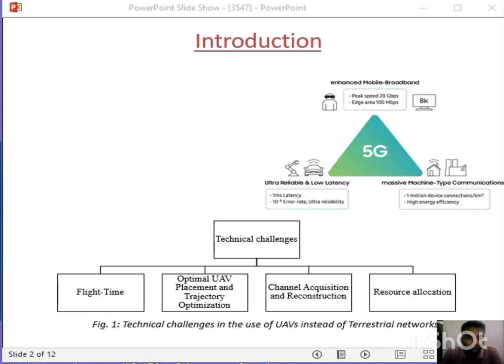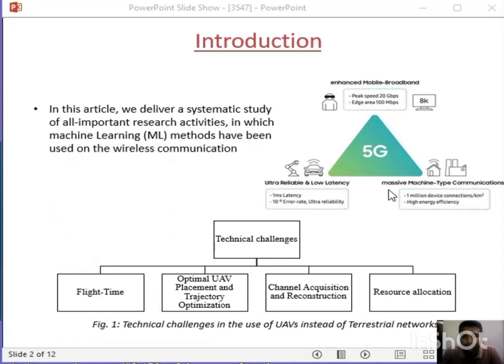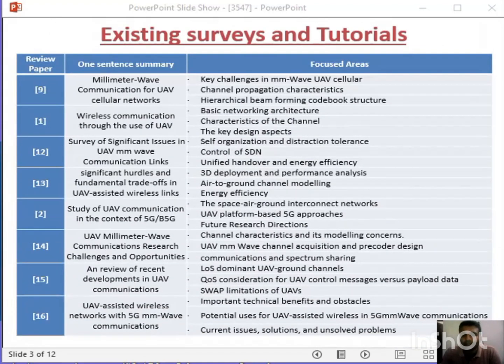Since energy efficiency is of major concern in UAV aerial base station, the introduction of machine learning techniques is very essential to overcome the beam selection and energy efficient optimization issues. Although there are many research works for UAV assisted 5G millimeter wave communication, the use of machine learning for beamforming in UAV assisted 5G communication is still in the initial stage. So in this article, we deliver a systematic study of all important research activities in which machine learning techniques and algorithms used in UAV assisted 5G millimeter wave communication, existing surveys and tutorials.